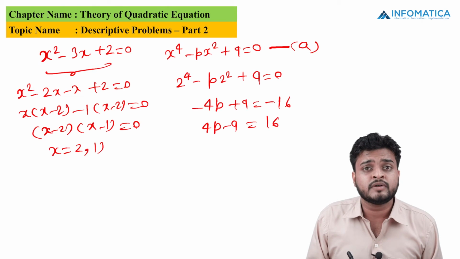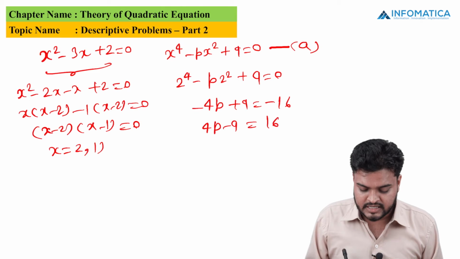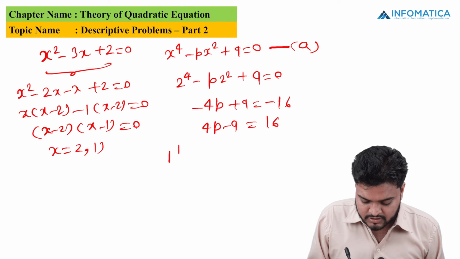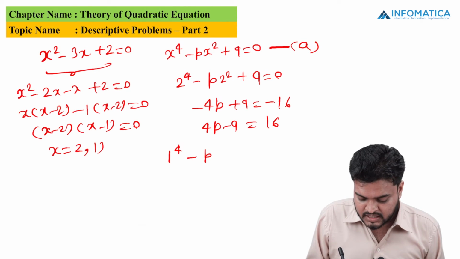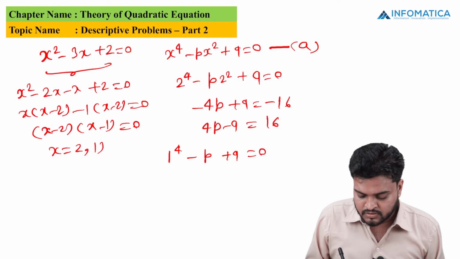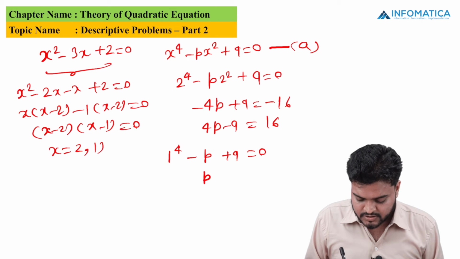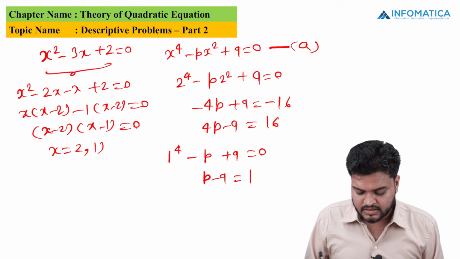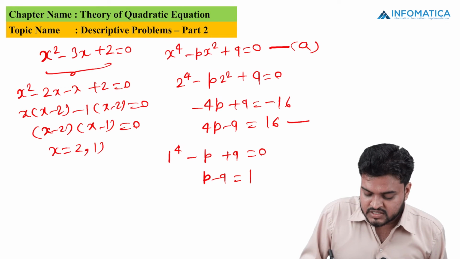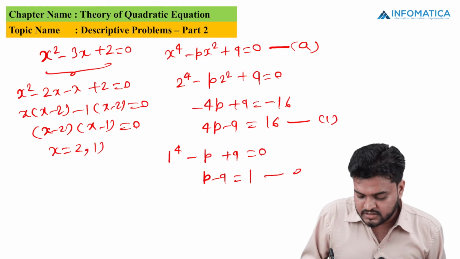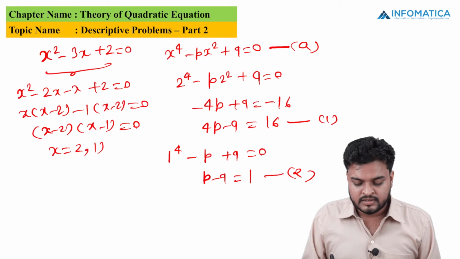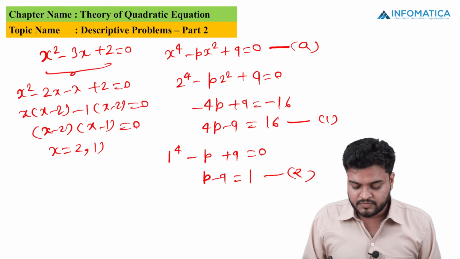So let's put the value x is equal to 1. In equation A, it is equal to 1 to the power 4 minus p plus q is equal to 0. You can say that p minus q is equal to 1. So suppose this is equation 1 and this is equation 2. Just do one thing. Just take the difference of equation 1 and 2.